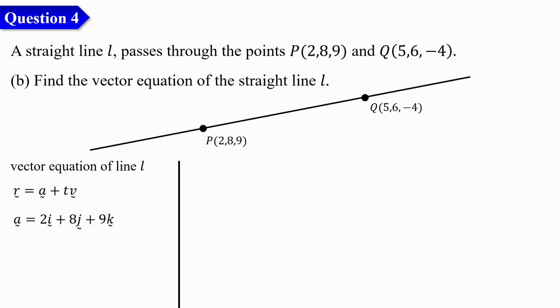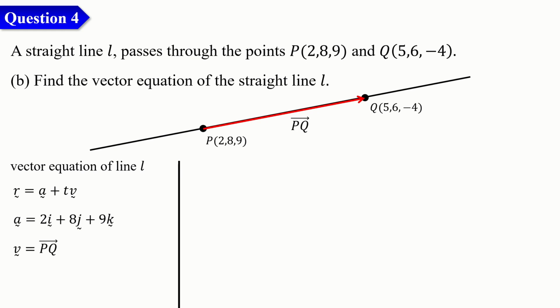So let's say I choose point P to be a. So a equals 2i plus 8j plus 9k. And we need v. v is a vector that is parallel to the line. So if we connect point P to Q, we get a vector PQ, and the vector PQ is parallel with the line. So vector PQ can be our vector v.